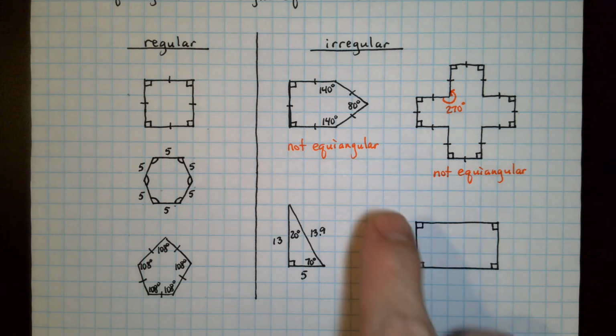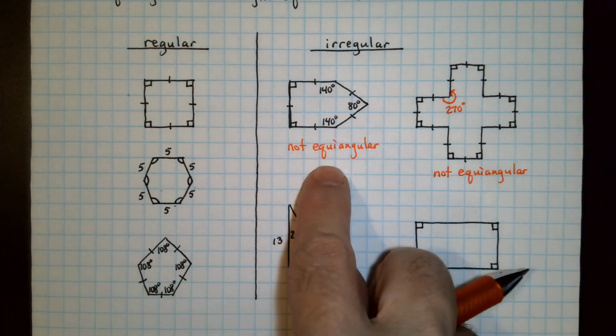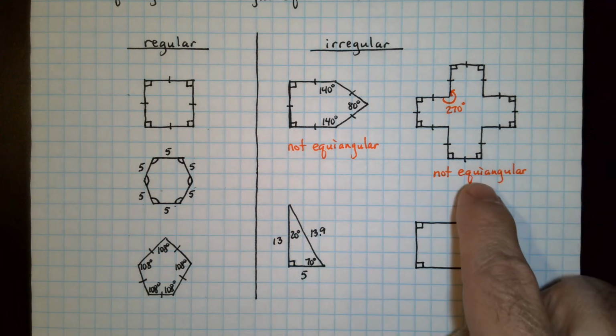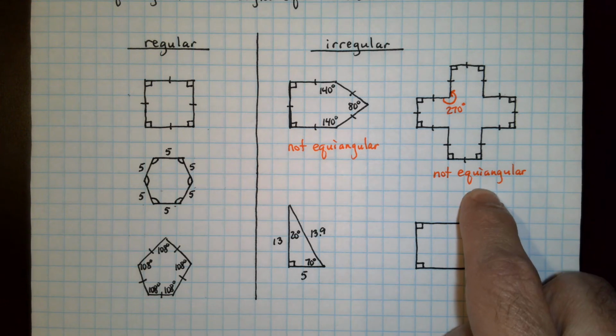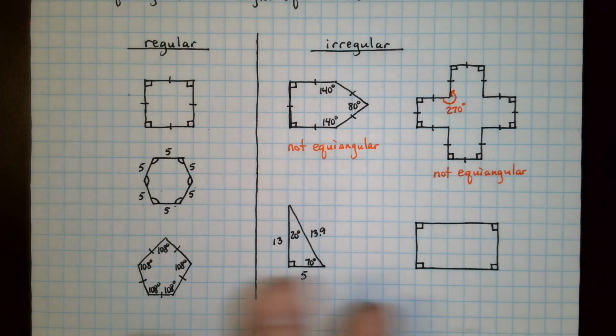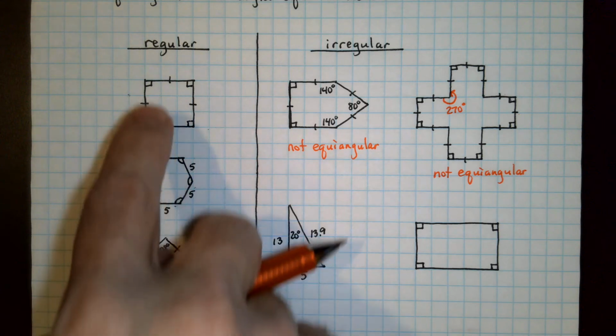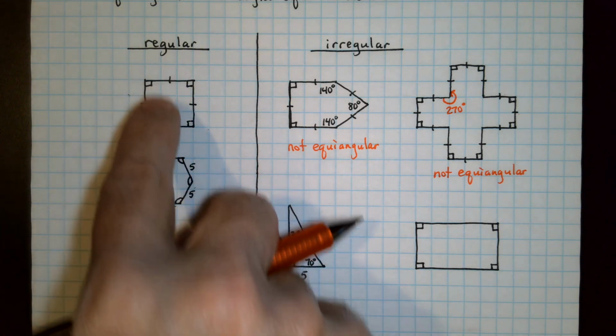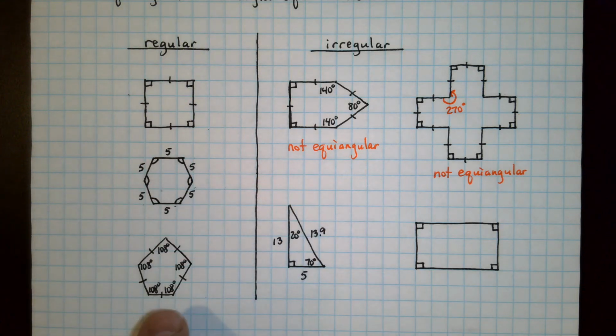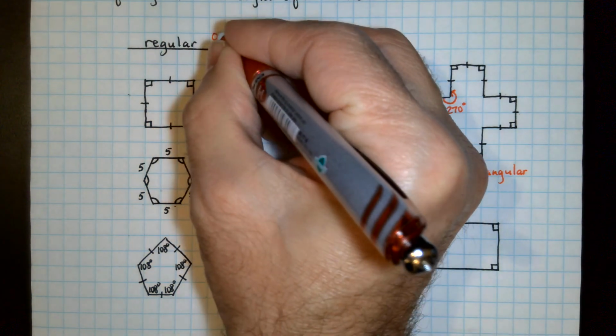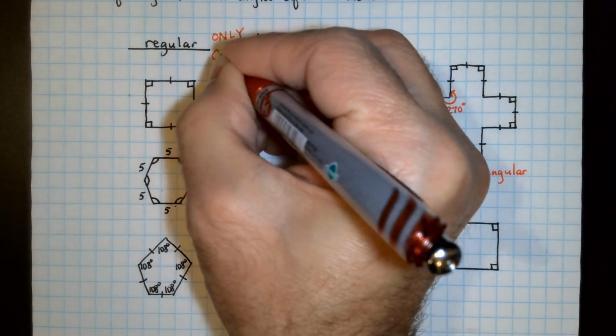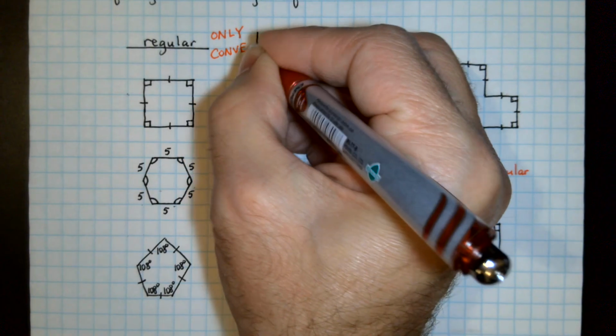Now, one thing we notice is this is convex. This one is concave. And irregular shapes can be either one of those. But over here on the regular side, we notice that all of these are convex. Okay, so regular can only be convex. That's the only possibility.